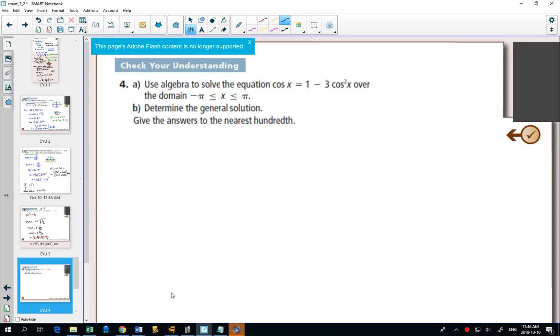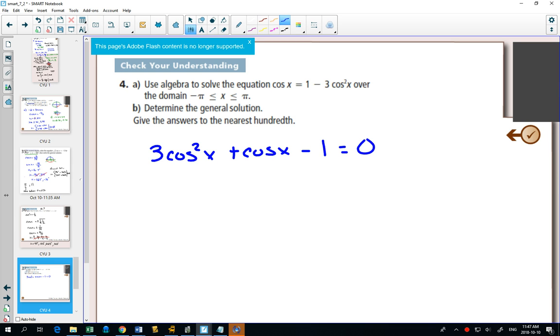Use algebra to solve. It is a cos squared. So because it's a cos squared, it's quadratic. How do you solve quadratic equations? You make one side equal to 0. So I'll move everything over to the left-hand side. And then you either have to factor or use the quadratic formula.